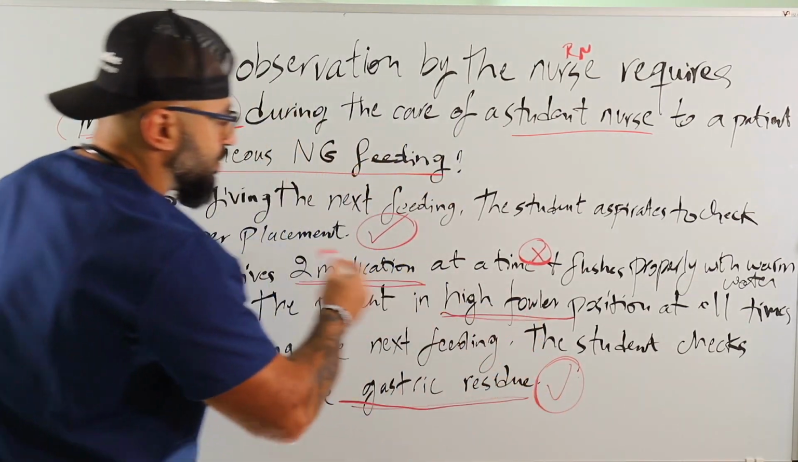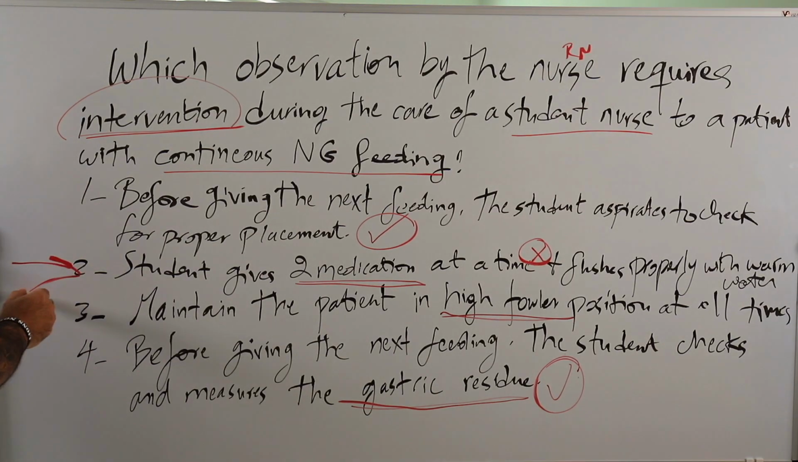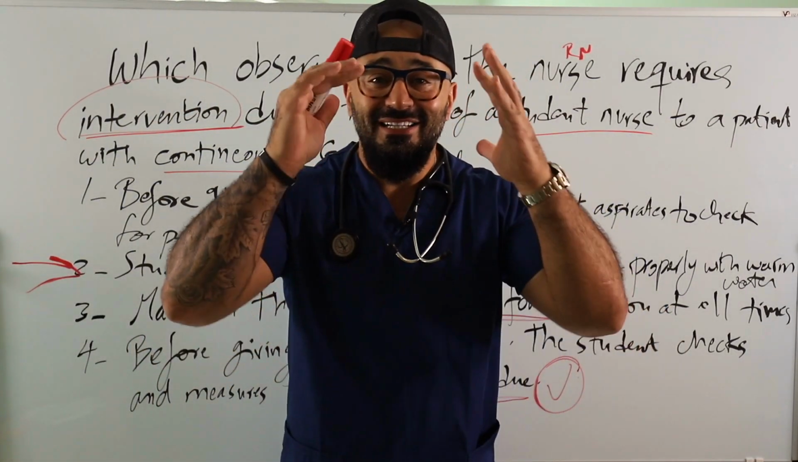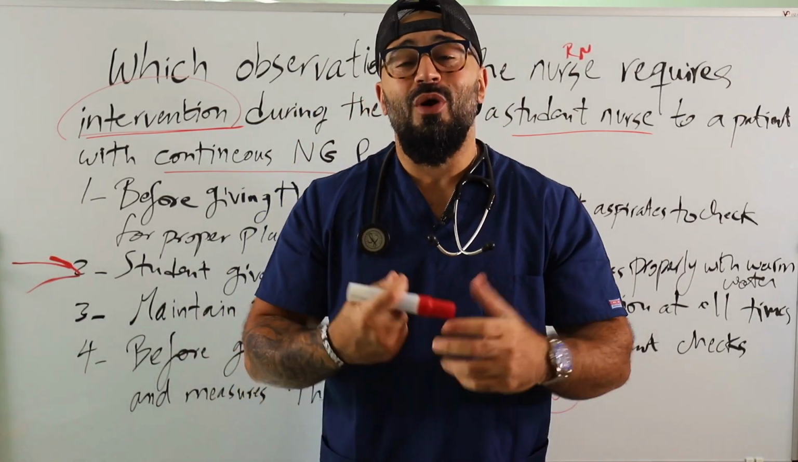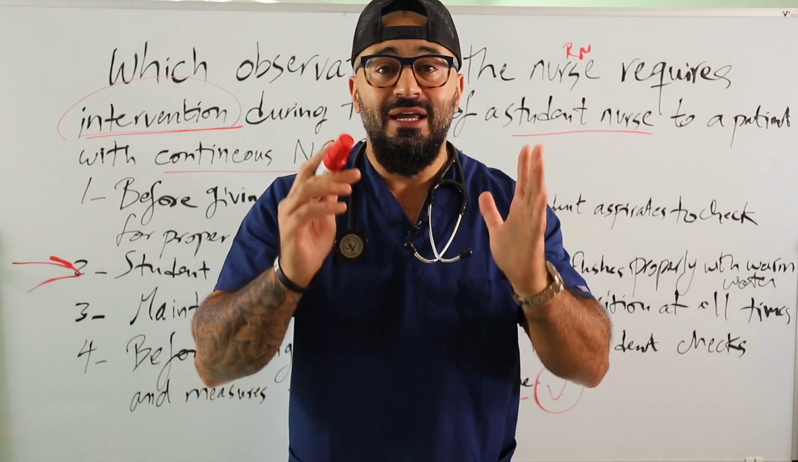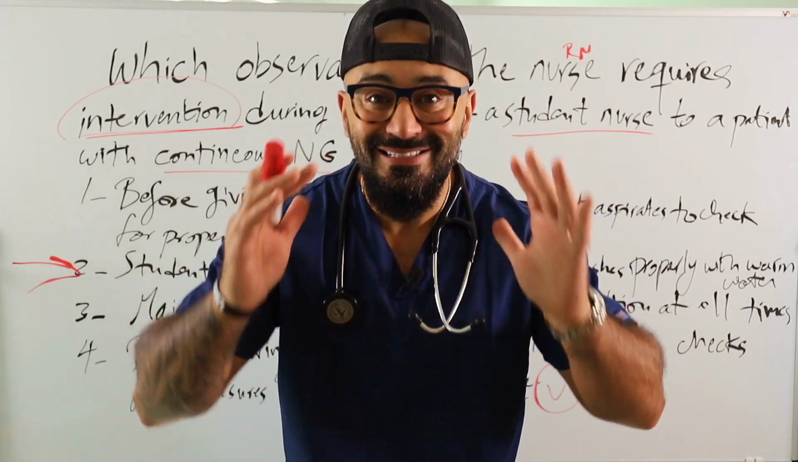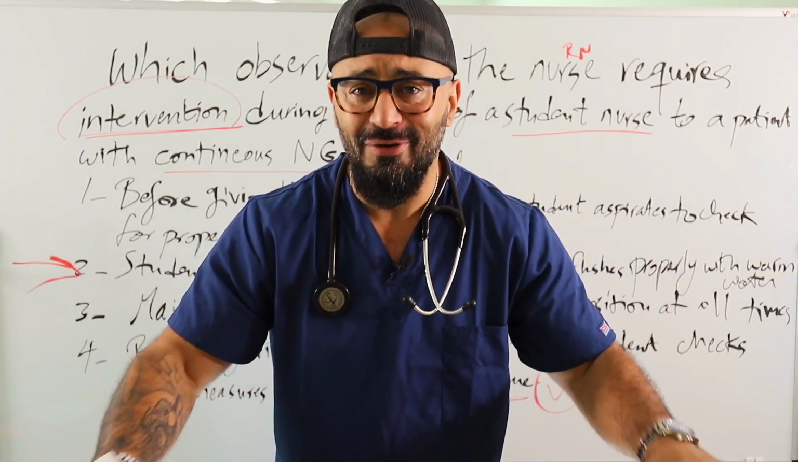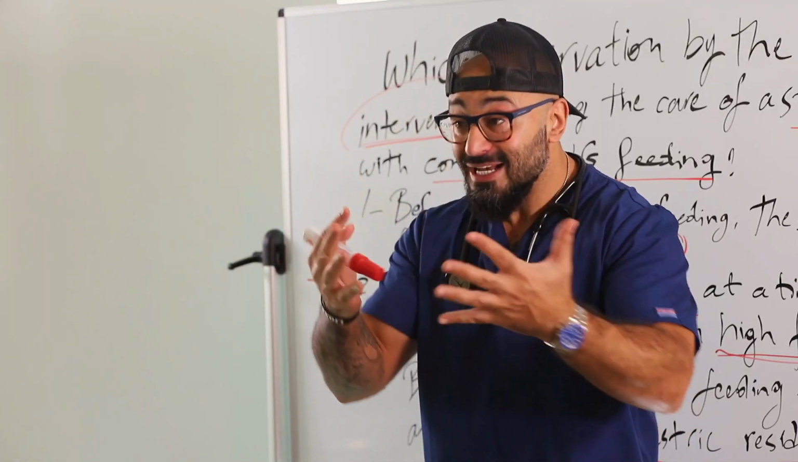So the only wrong statement, or the wrong option, is option #2. This is the right answer. And now let me take you through a few steps when it comes to how you give NG feeding or gastric gavage, all right? Step number one, of course, you're gonna assess the patient before you administer any type of feeding, all right? NG feeding, gastrostomy feeding, gotta assess the patient.